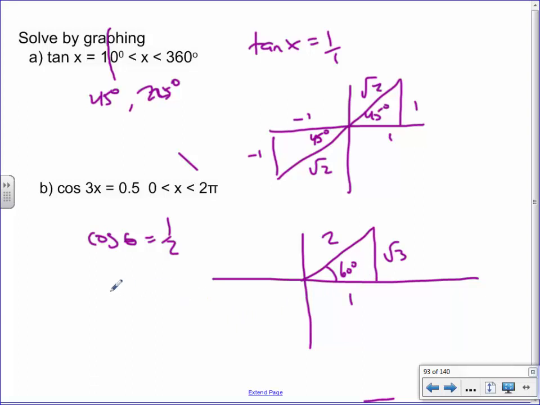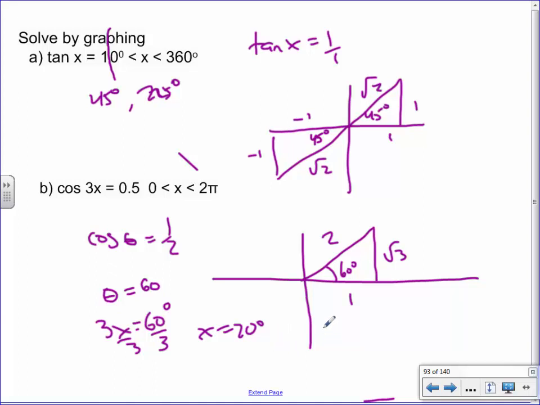But here's the problem then. If I say that theta was 60 degrees, it wasn't actually theta, it was 3x that is 60 degrees. So then, how do I get what x actually happens to be? Yeah, it's going to be 20 degrees. All you're going to do is take your answer, and when you're done, divide it by 3. Okay, but how many answers will there be? Yeah, there's actually going to be 6 answers.